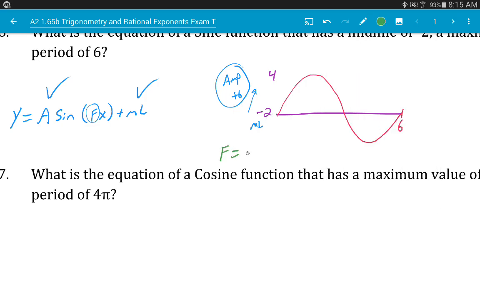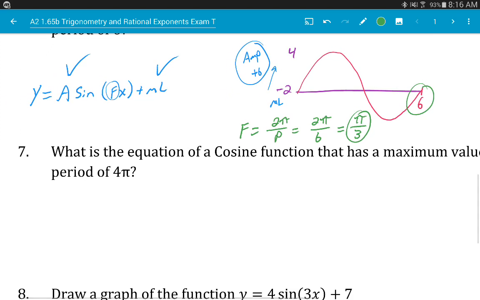Frequency is equal to 2 pi over period, which in this case, period is 6. So this is 2 pi over 6, which can be simplified 2 over 6 into 1/3. So this will just become pi over 3. So when I write out the function, I'm going to get y is equal to 6 sine of pi over 3 x plus the midline, which is -2.